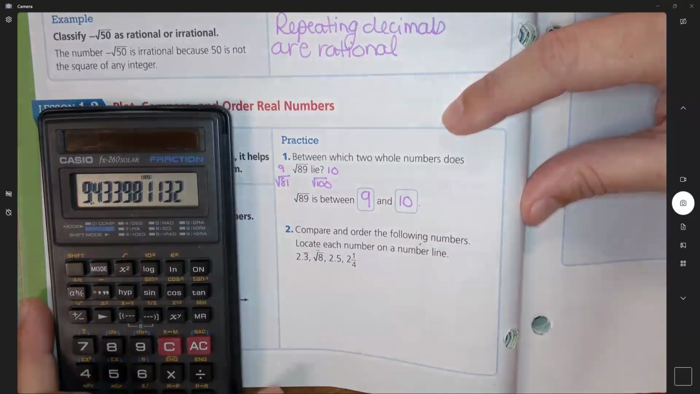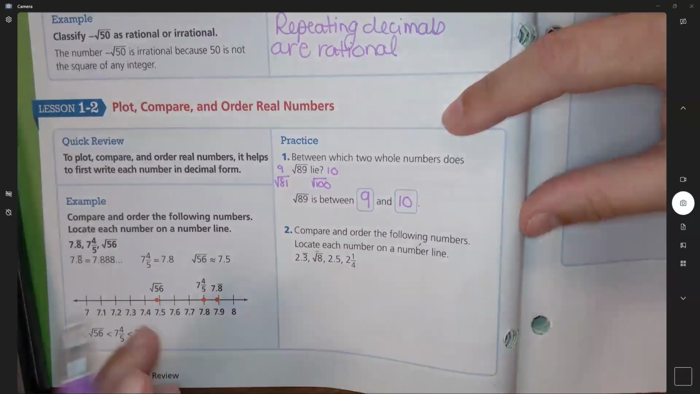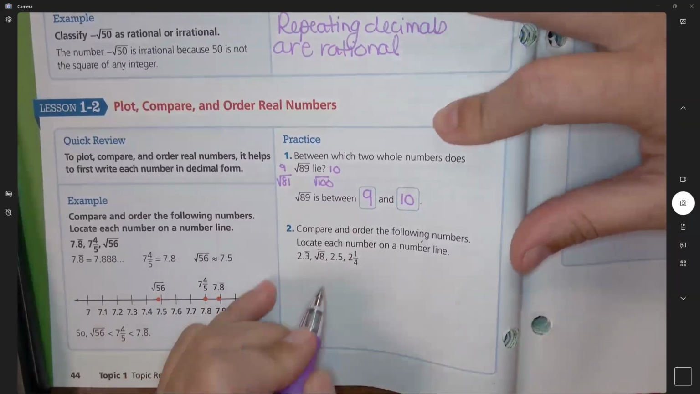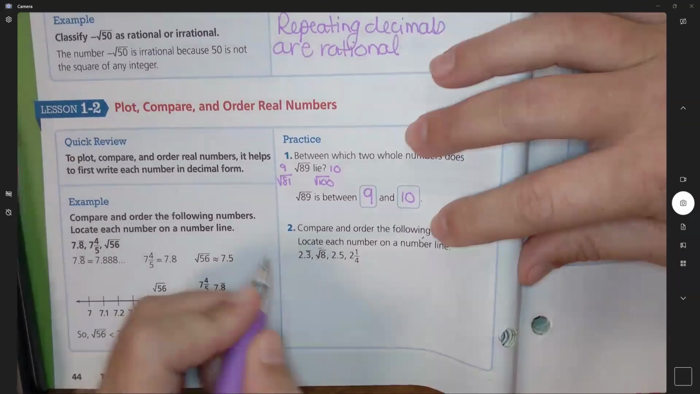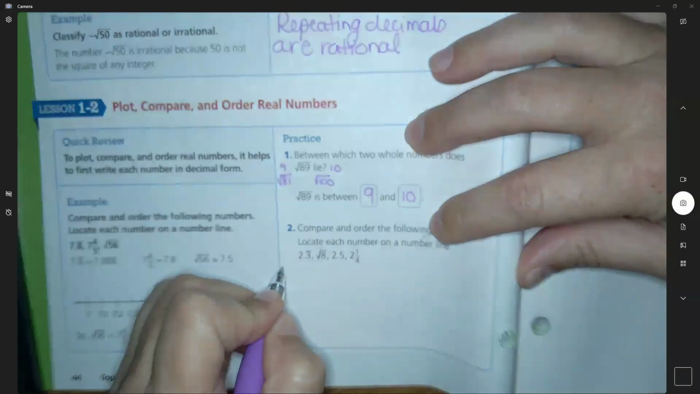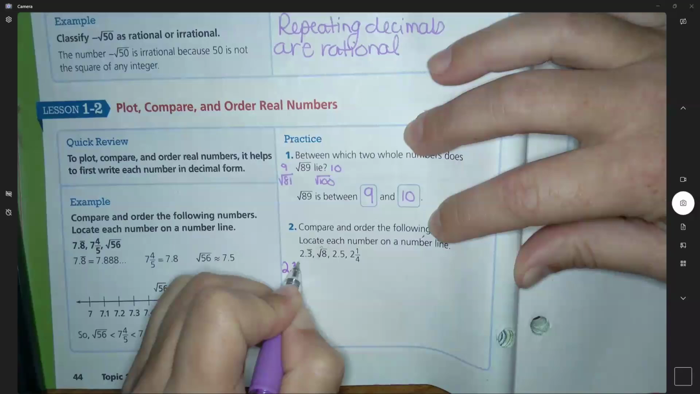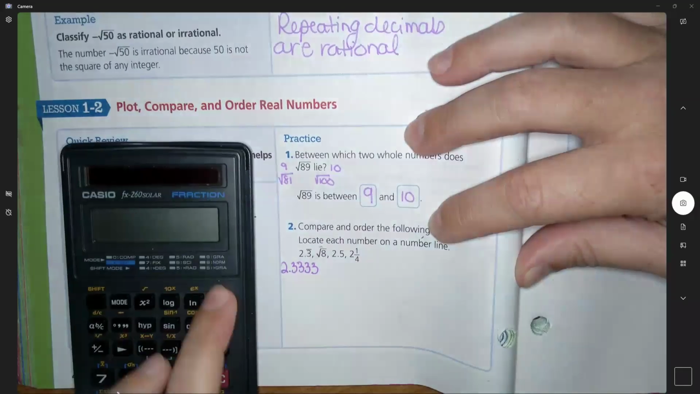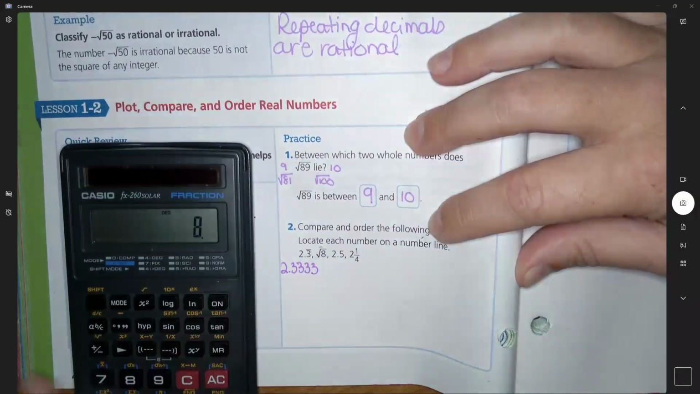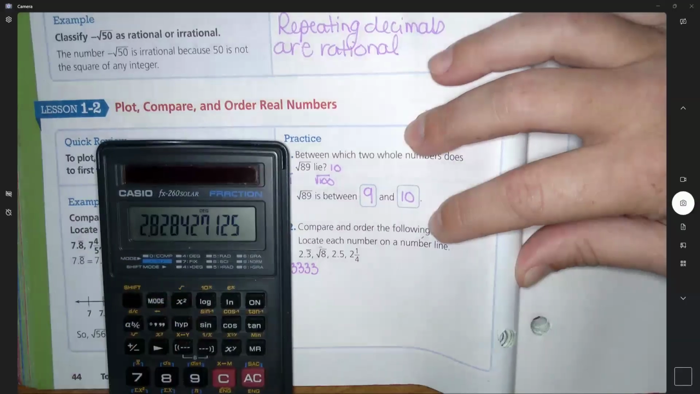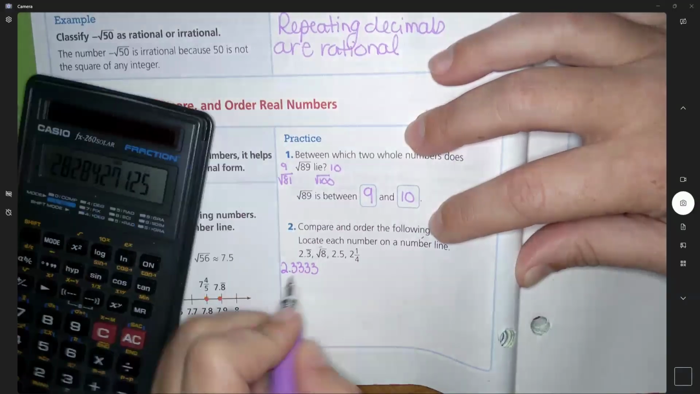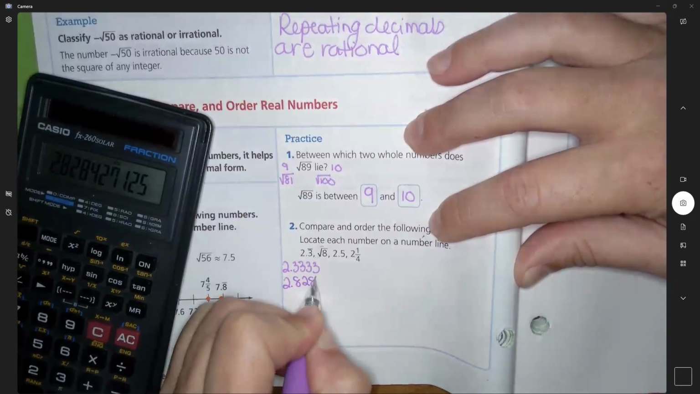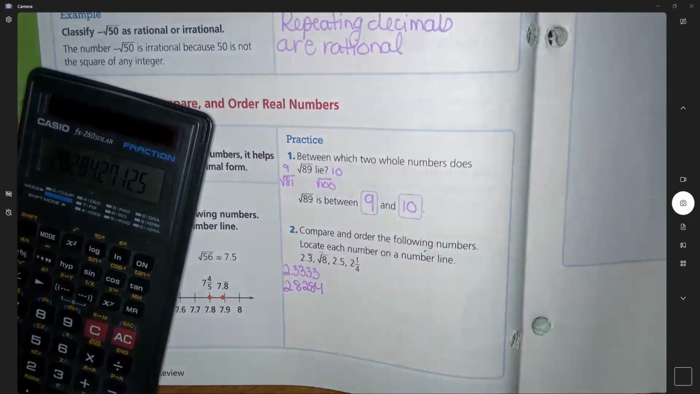For number 2, I'm going to turn them all into decimals. This one is already a decimal, so I'm going to write 2.3333 because we may need that later. Now, what is the square root of 8? I'm going to write it as 2.8284, because you never know how many digits you're going to need.